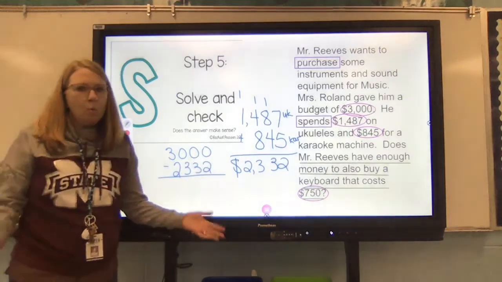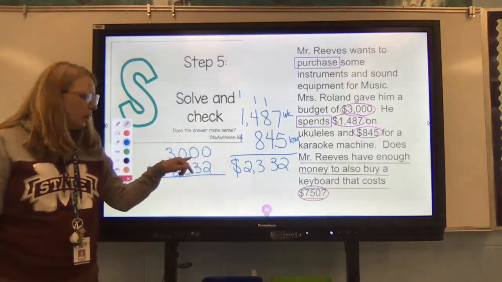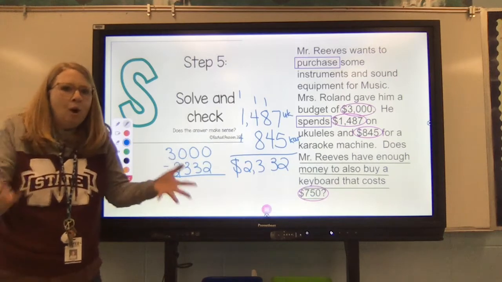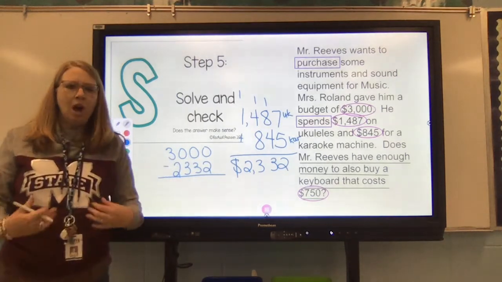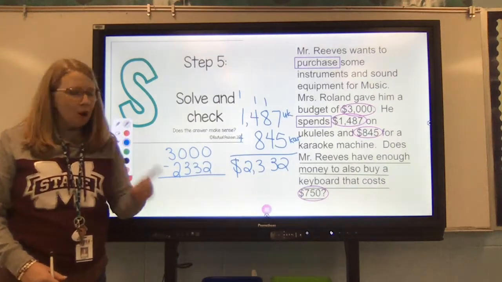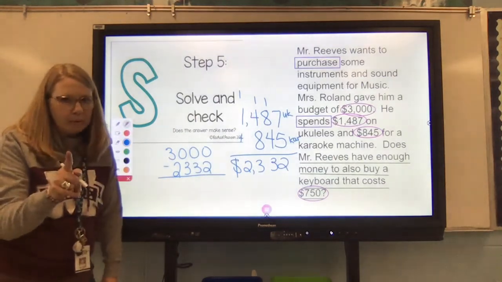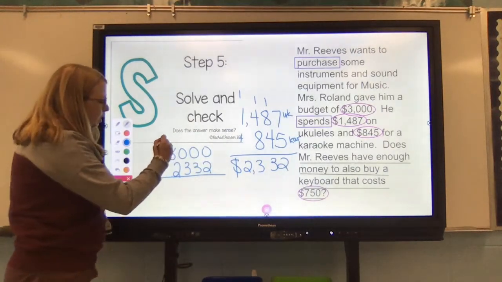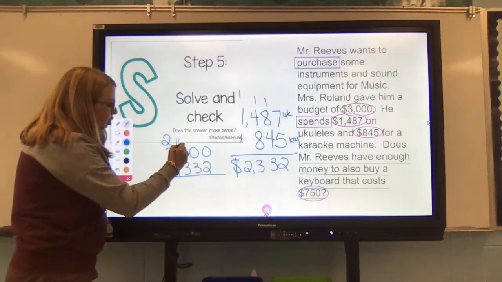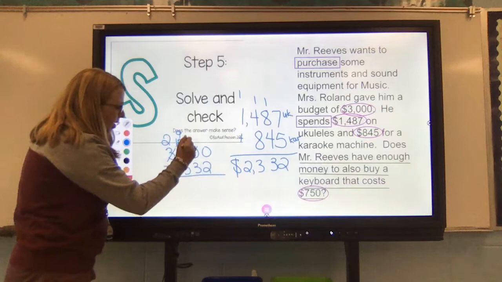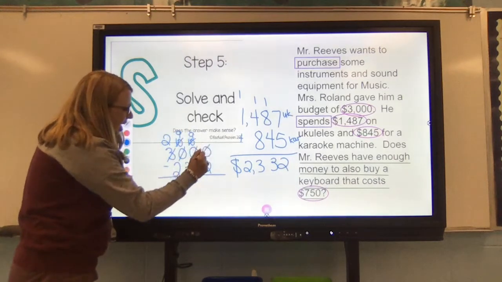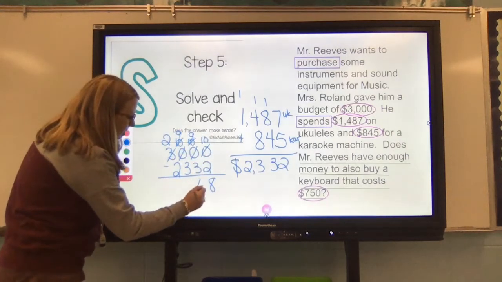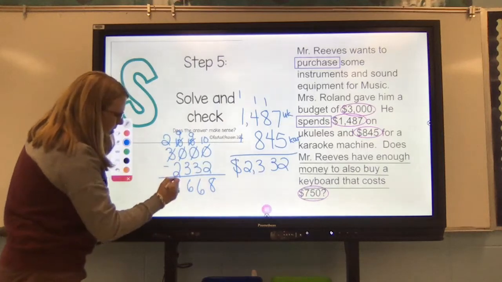0 minus 2, we all know we can't do that, right? So we have to go next door. So our 0 in the tens place, can it help me? No, it's a 0. Zeros can't help me. So I have to go to the 0 in the hundreds place. Can it help me? Nope, it cannot. Some of you almost made me say yes. Nope, it cannot help me. So I come all the way over to my 3. My 3 now becomes a 2, and I am regrouping all the way across, one step at a time, until I get to my ones place. 10 minus 2 is 8, 9 minus 3 is 6, and 9 minus 3 is 6, 2 minus 2 is 0.